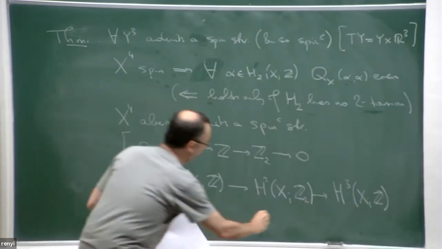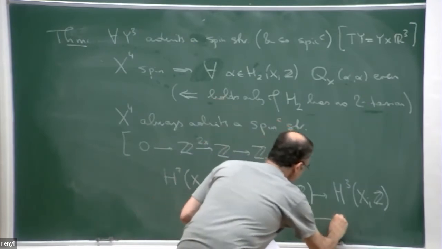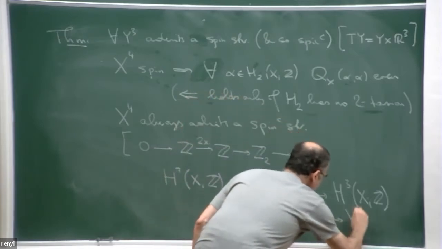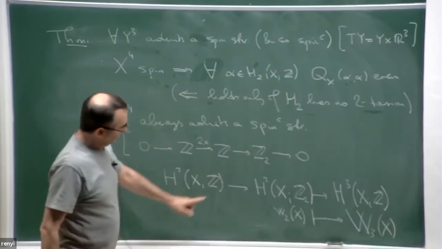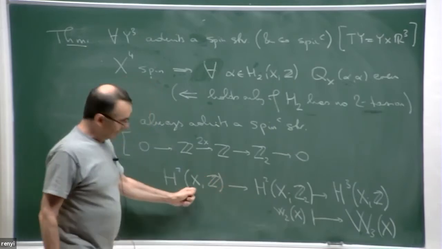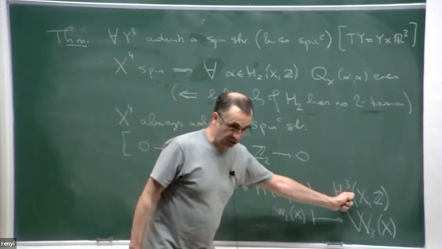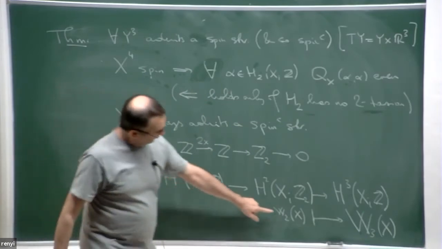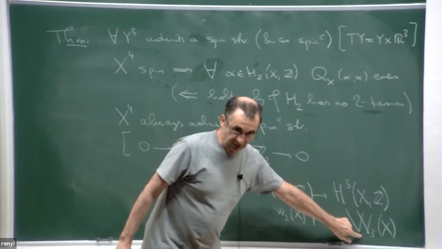And so here is my W2, which maps to a famous class, which is called the integral third Stiefel-Whitney class, W3 of X. And clearly, this guy is the mod 2 reduction of an element from here, that is, it's in the image of that map if it's in the kernel of that second one. So having an integral lift of this guy is equivalent to saying that this integral W3 is 0.